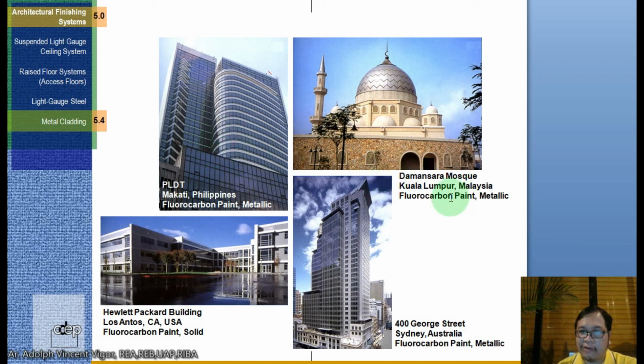This is the Menara Mosque in Kuala Lumpur, Malaysia. So it's really nice. This is 400 George Street in Sydney, Australia. Okay, so it's really metallic. Hewlett Packard Building, Los Angeles.